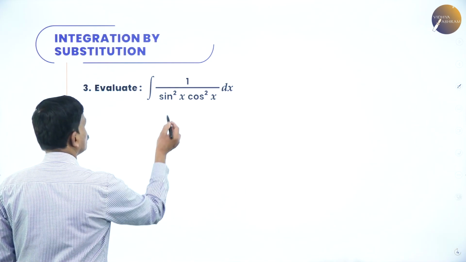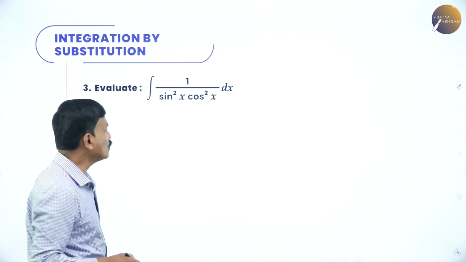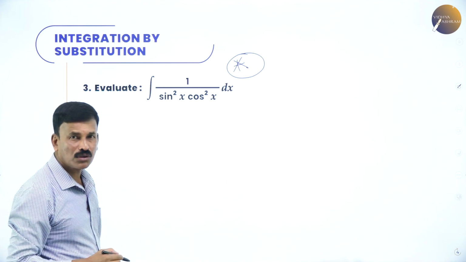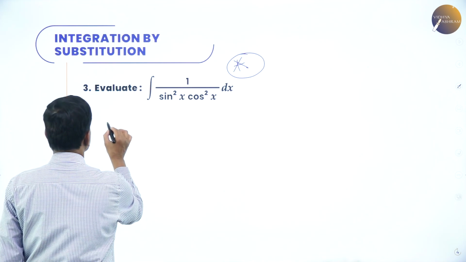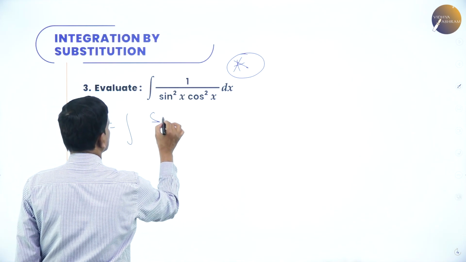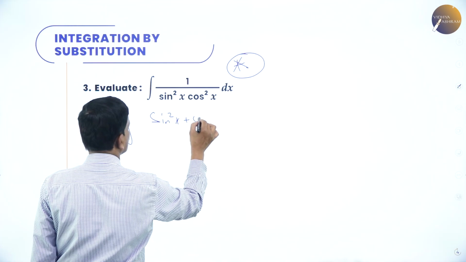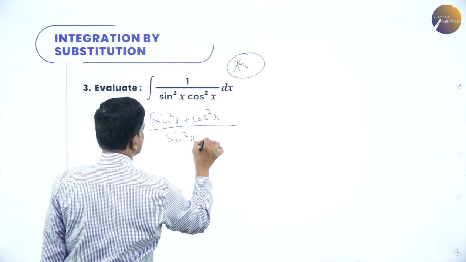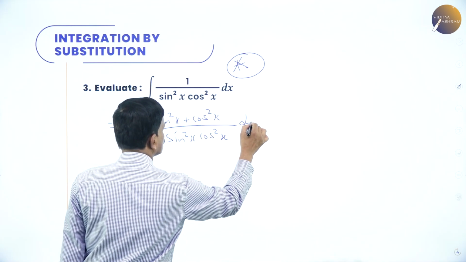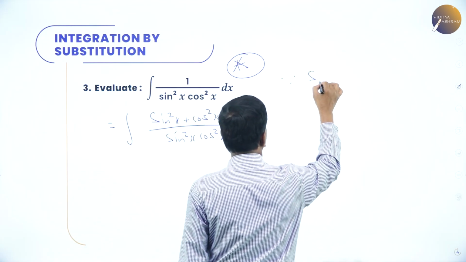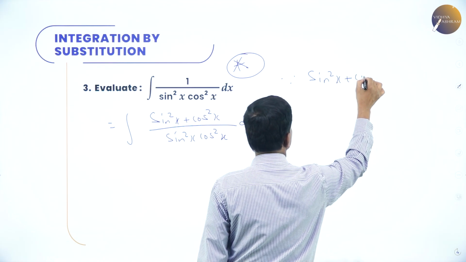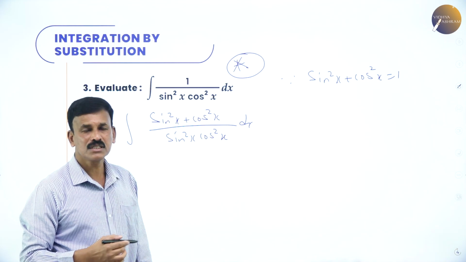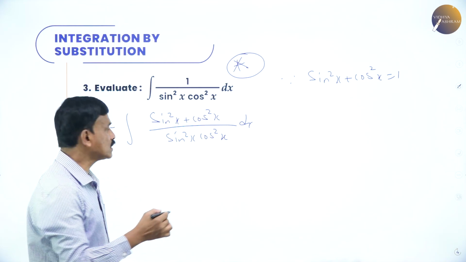Now move on to the next problem. What is the next problem? Integral of 1 over sin square x into cos square x. This is a very important problem. You may expect this problem in the examination. Very simple problem. 1 can be written as sin square x plus cos square x, divided by the same denominator, into dx. You know sin square x plus cos square x is equal to 1.